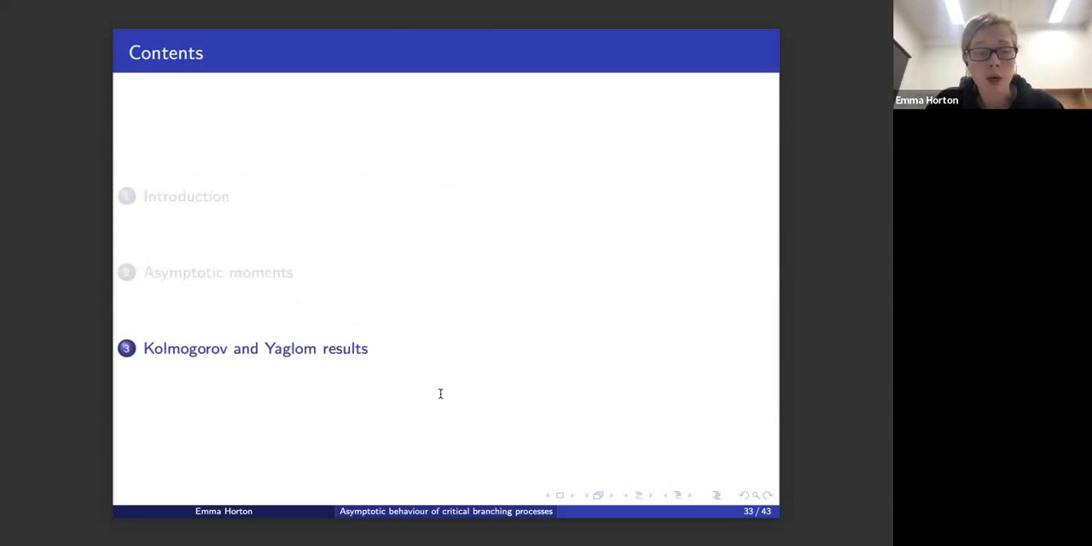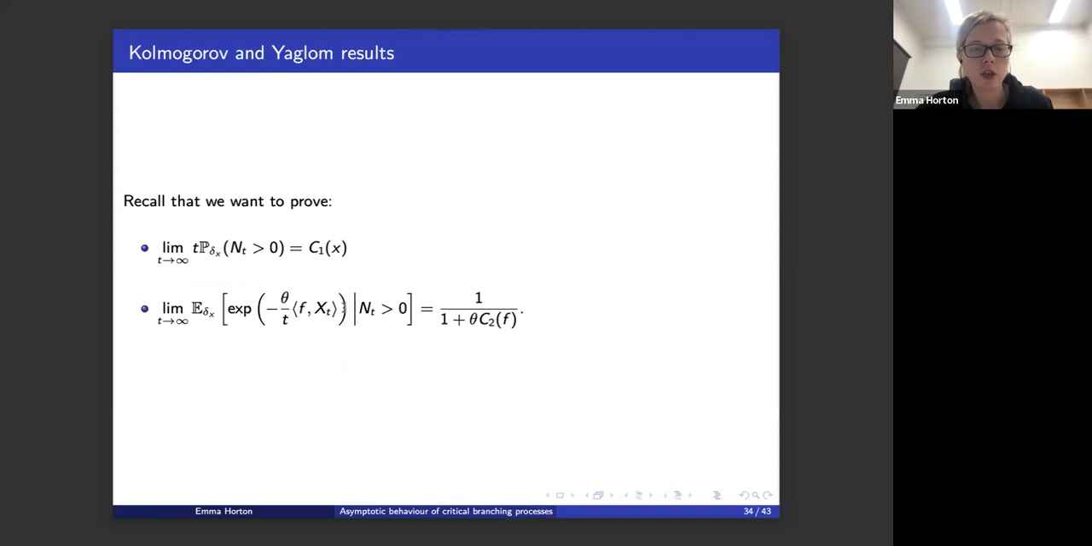Okay, so now I'll go on to the final part of the talk, proving these Kolmogorov and Yaglom limit results. And the Yaglom result will indeed use these asymptotic moment results. So if they're nice results on their own, they are also quite useful for other things. Just a quick recap, we wanted to show that the asymptotic behavior of the survival probability was a constant divided by t, where this constant depends on the initial position of the branching system. And that conditional on survival, the empirical distribution divided by t converges in distribution to an exponential.